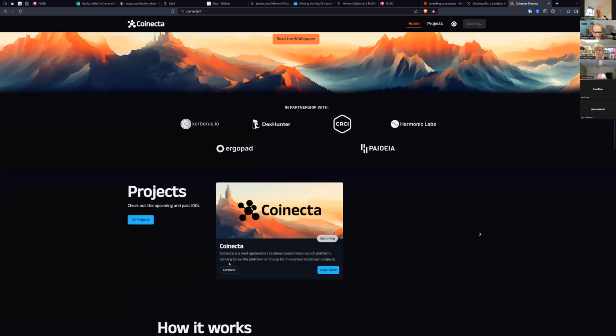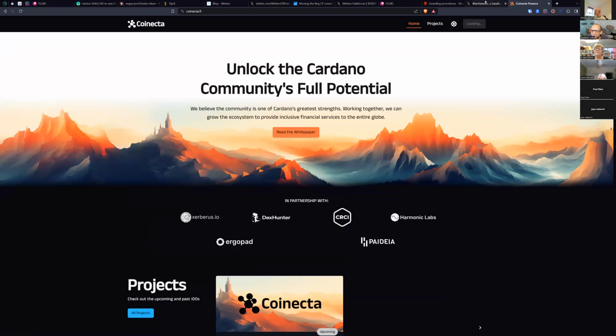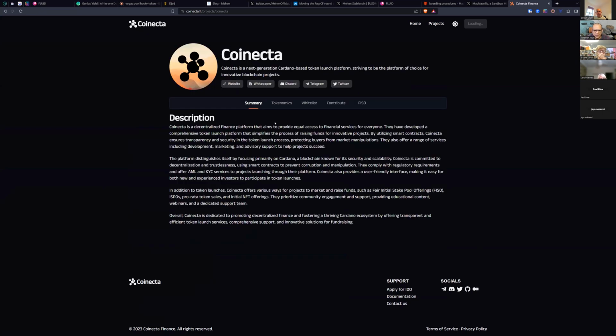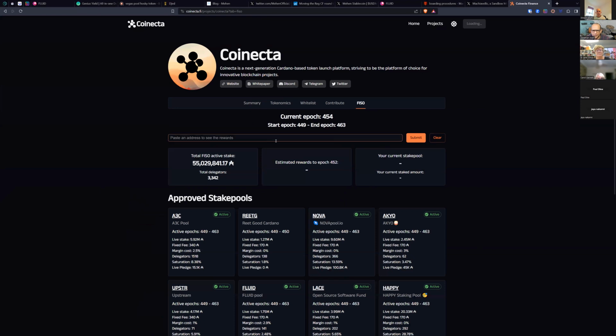Okay, cool. So from the home page, you can come into projects, and then Coinecta is the project name for their Launchpad as well. And then once you're in here, you can go on to FISO, Fair Initial Stake Pool Offering. And then you've got access to paste in your receive address and get an estimate of your rewards. That's something that's worth doing.